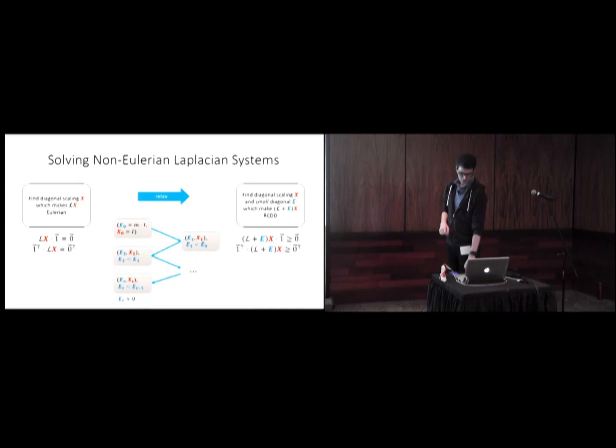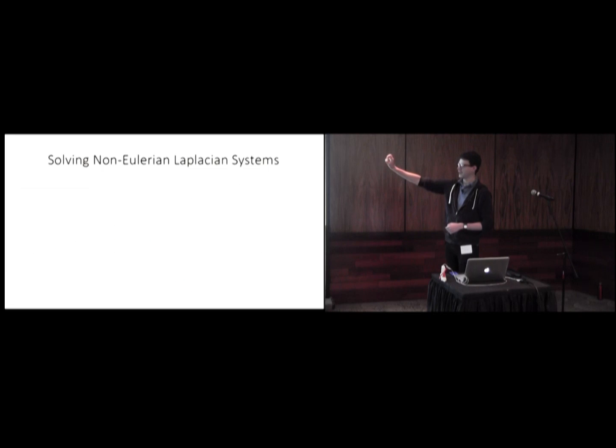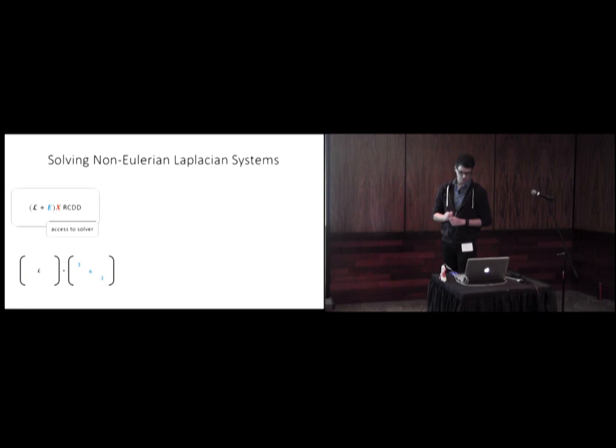So therefore, I get the stationary distribution. Okay, so how do I do this? Remember that we can start with some E and X, such that L plus E times X is our CDD. And because we have an Eulerian solver, we also have access to a solver for this matrix, which is our CDD.